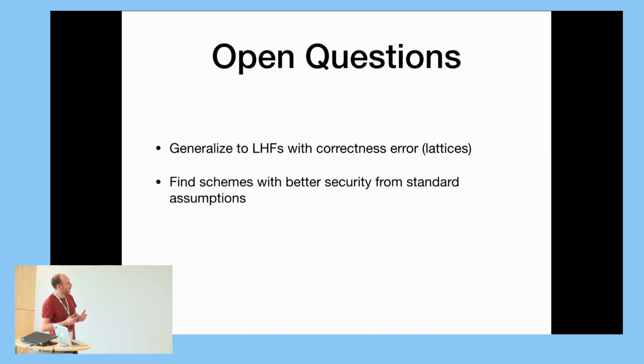Of course, the main open question is actually the second point, which is to find schemes which admit signing polynomially many messages per public key. This has been open for many years, and this is the main goal that we would like to solve. But a somewhat closer goal is maybe to generalize this framework to also include linear hash functions which have correctness error. So for example, from lattices, or from other post-quantum secure schemes. So this would be another immediate goal for the future. Okay. Thank you.